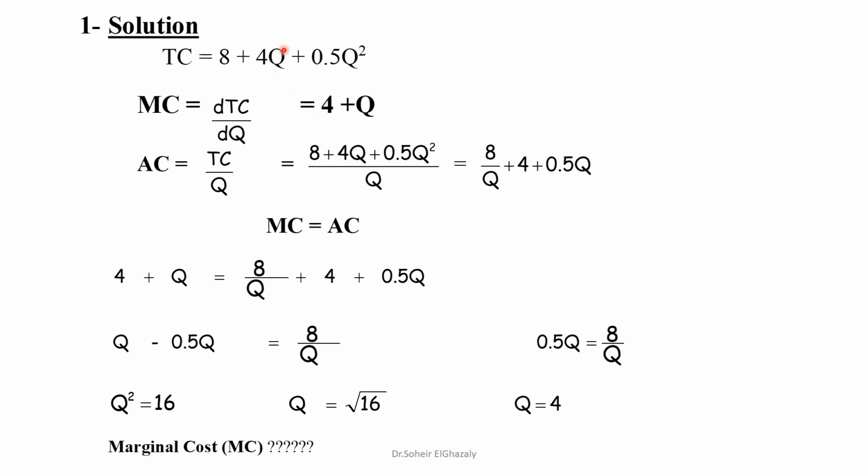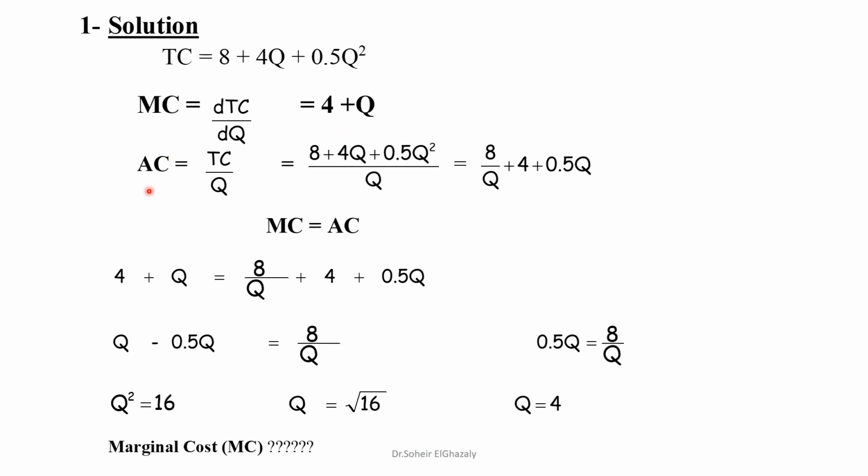1, hidden 1 here, times 4 equals 4. 1 minus 1 equals 0, no x. And then we go with the positive here, the power comes down, and 2 times 0.5 equals 1, hidden 1 here. 2 minus 1 equals 1, which means 1Q. The answer for marginal cost equals 4 plus Q. Let's leave it.